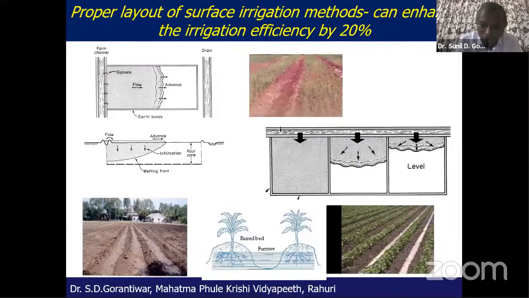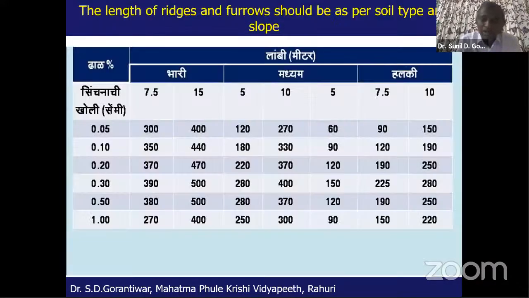And if we follow certain guidelines here, I have provided certain guidelines, which are available in many literature as well. Say, for example, this is ridges and furrows. Sorry that some of the words are in local language, but nevertheless, you can understand the principle behind this. Okay, we have to decide a certain depth of water, say 7.5 or 15. This is the depth of water.